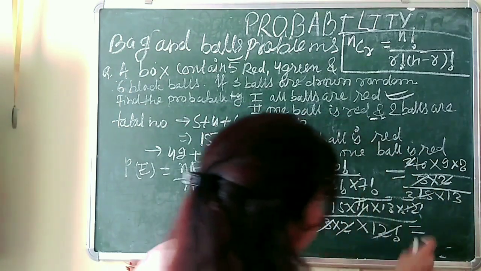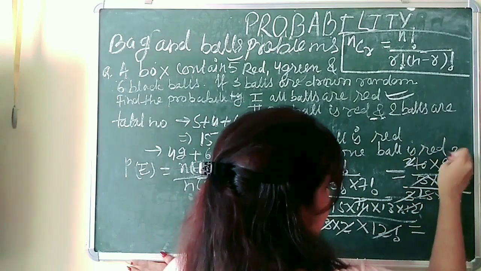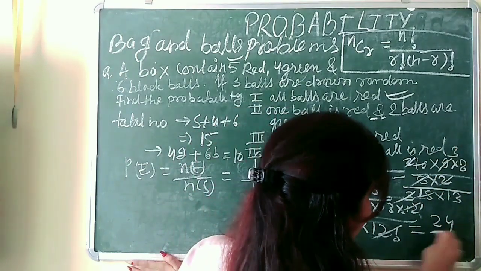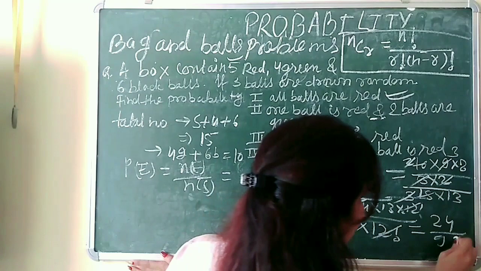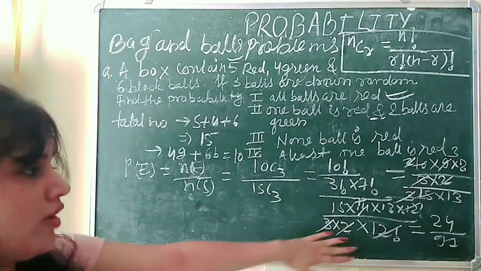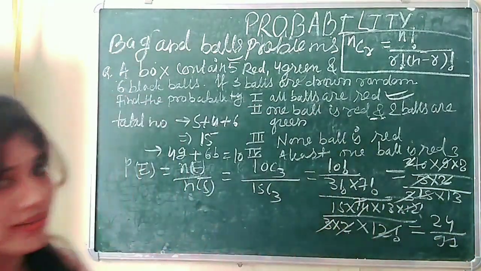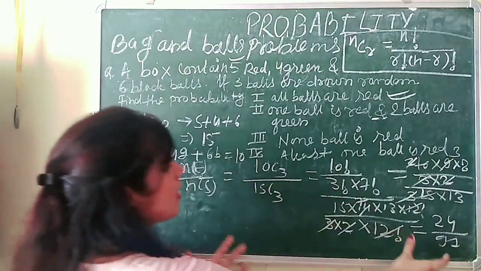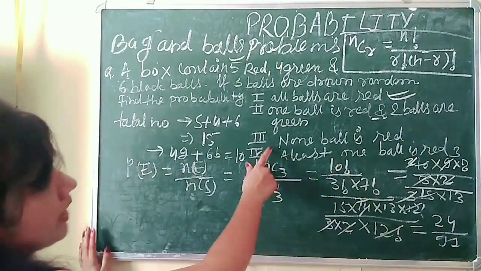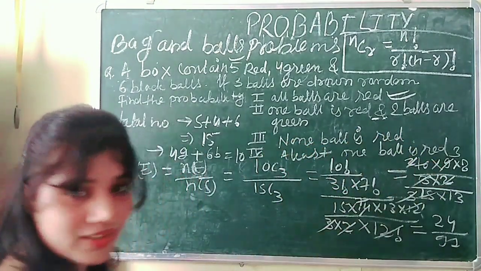So here we will simply get 24 upon 91. If we solve it, we will get 24 by 91. So this is the probability when none of the balls is red.